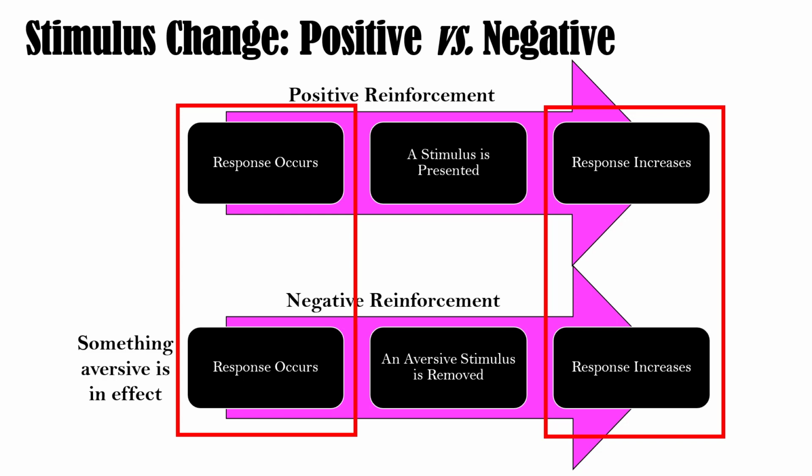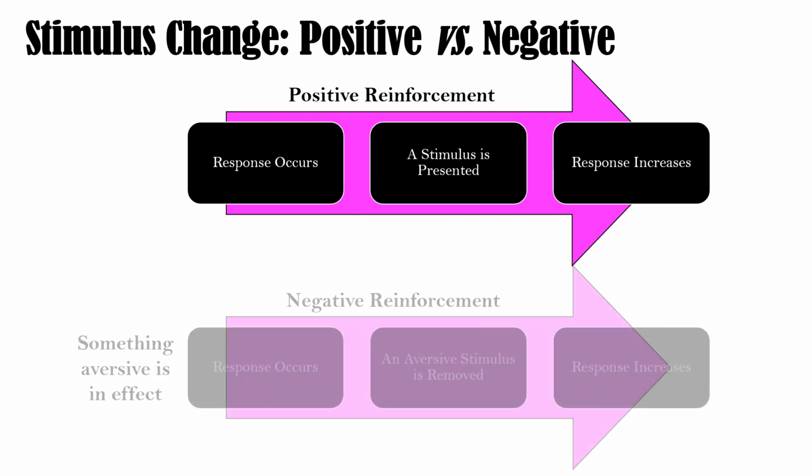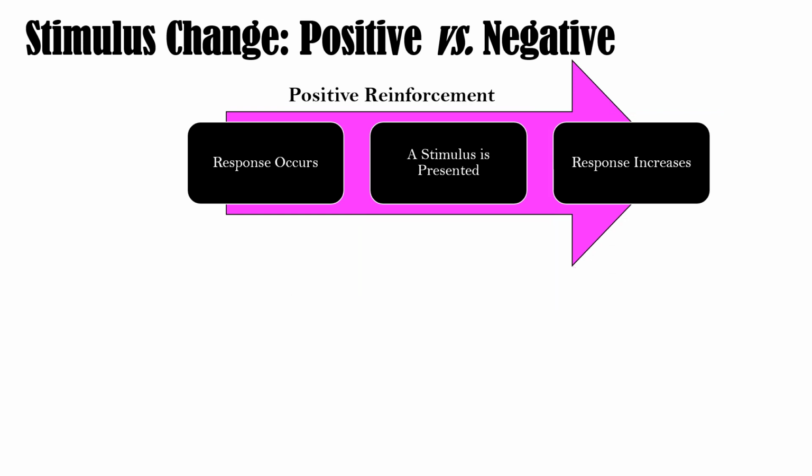But with positive reinforcement, the behavior is increasing because a stimulus is presented contingent on a response. And with negative reinforcement, the behavior is increasing because an aversive stimulus is removed contingent on a response. Now, as we continue on with this lecture, we're just going to focus on positive reinforcement. So a response occurs, a stimulus is presented, and the future probability of the response increases.